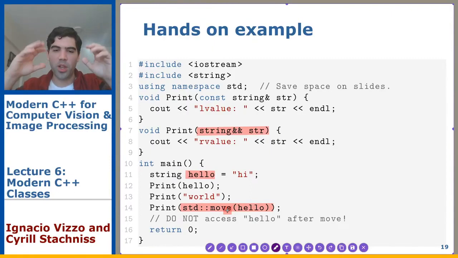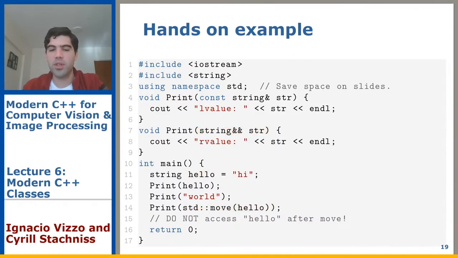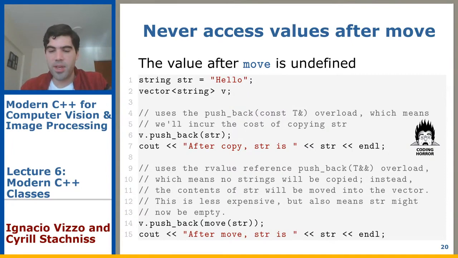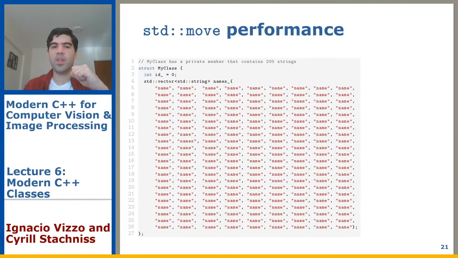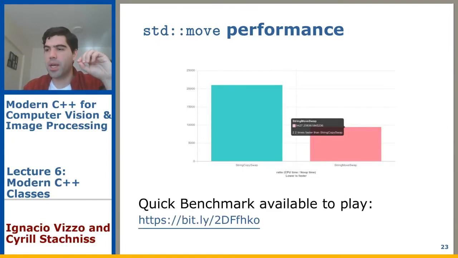So now the print function can actually own this string, and then it's undefined behavior, what will happen after you call this function. There is an example here, make sure you try that at home. And also there is another example here that I will skip, and actually there is a link here you can click and see the performance. If you compare a copy to a move operator, you will see that it's actually faster.